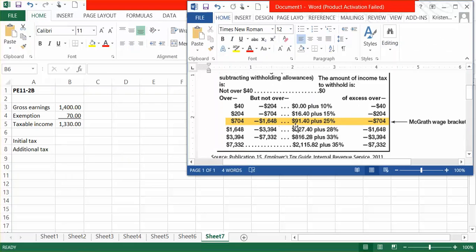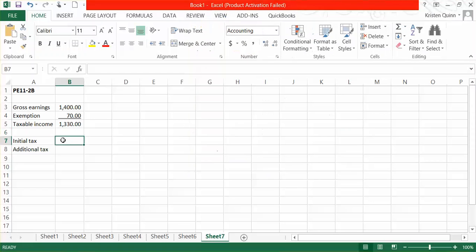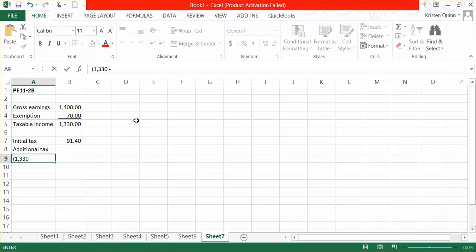So, the initial tax, because he falls into that tax bracket, is $91.40. He also has to pay an additional tax. And how we calculate that is we take his taxable income of $1,330 and we subtract away the lower end of that tax bracket, which was $704. That tells us how much of his taxable income is going to be subject to that additional 25% tax. So again, his taxable income minus the lower end of that tax bracket, he exceeds by $626.